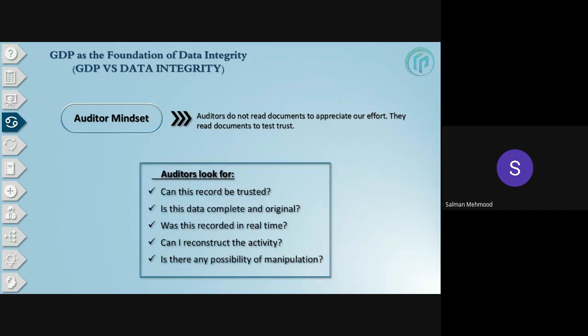Auditors' mindset. Basically, auditors don't start by doubting during inspections or audits. They start by asking some silent questions. I mean, can I trust this data? Was it real time? Can I recreate this activity? Could this data be manipulated or not? These are the silent questions auditors look for in the data. If your records answer these questions, the audit becomes very easy.